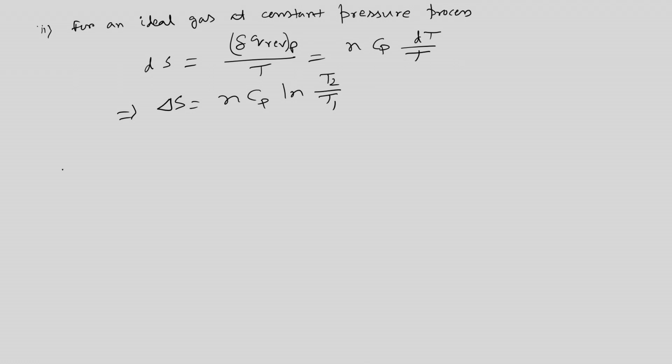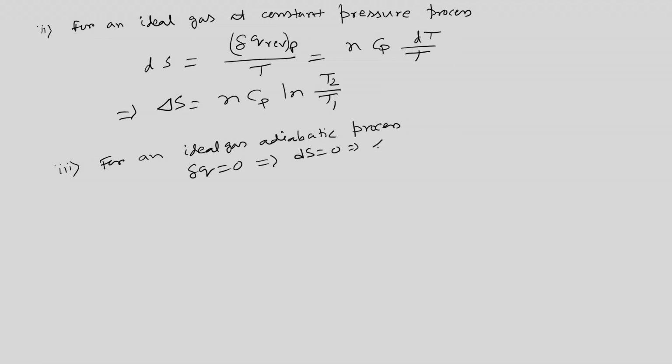Third case, for an ideal gas and adiabatic process. This is the simplest one can think of, because adiabatic process means del Q is 0. So, it gives dS equals 0 or delta S equals 0. So, nothing to do.